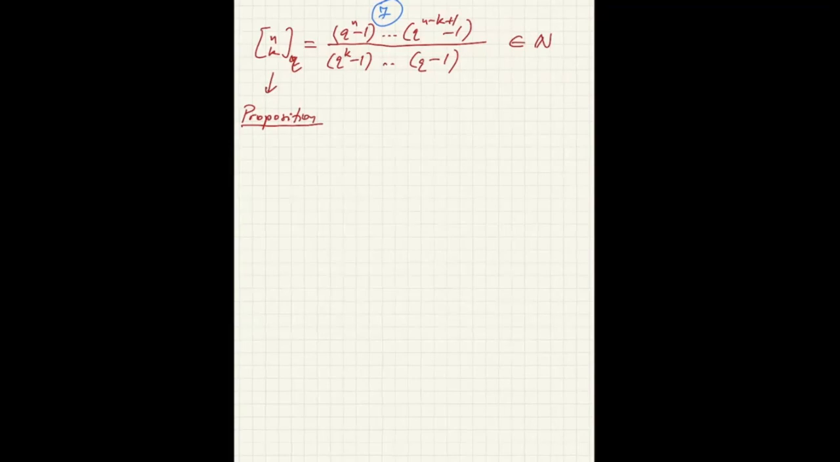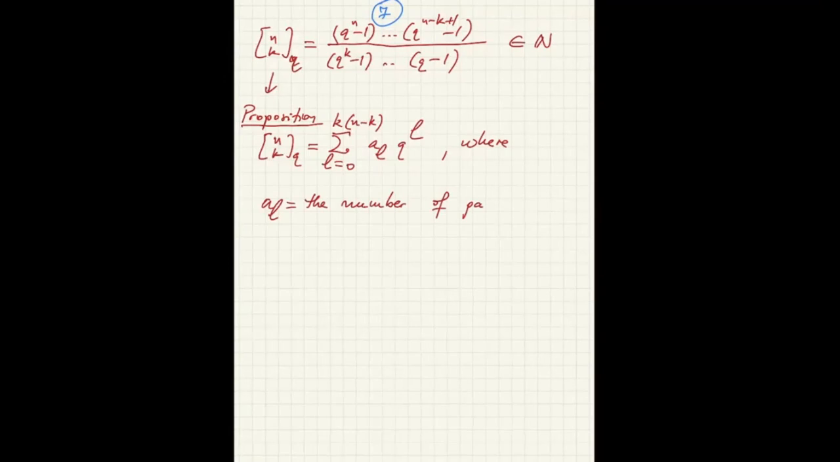This parameter n choose k equals the summation from l equals 0 to k times n minus k of a_l times q to the l. So it's a polynomial of degree k times n minus k in q, where a_l actually has a meaning: it is the number of partitions of l whose Ferrers diagram fits in a box of dimension k times n minus k.